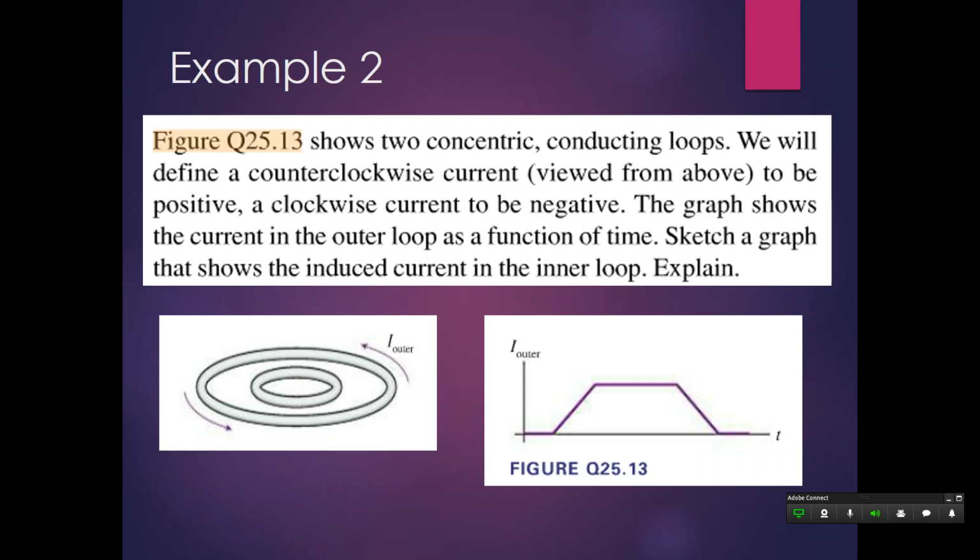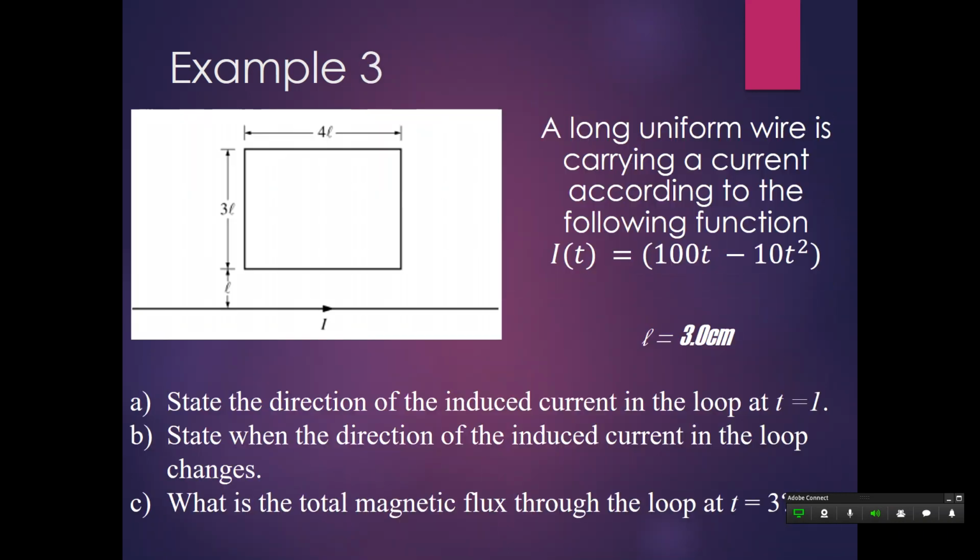All right. Let's do question 3 next. Okay. So I'm just going to read the question. A long uniform wire is carrying a current with the following function. Right. So what kind of function is this? Parabola, which is a quadratic function.